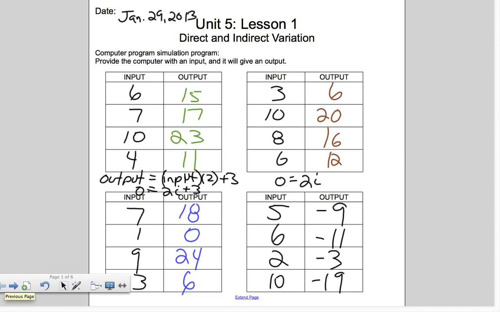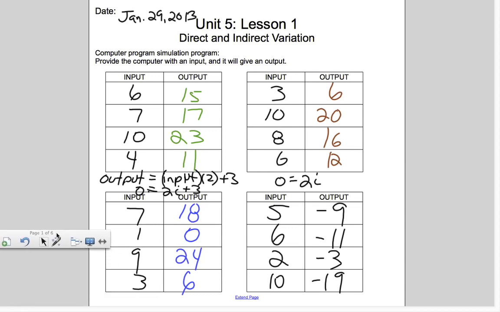Okay. What about the bottom, this one here, the third one? Wait, did that say 2i? So I is short for input, O is short for output. It was the input times 3 minus 3. So output is equal to 3I minus 3. And what about the last one? What was the equation that was happening in there? What's the computer program doing? Oh, times -2. So output is equal to -2I plus 1.